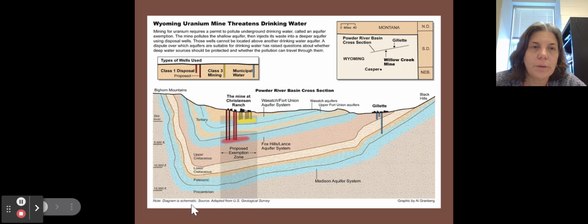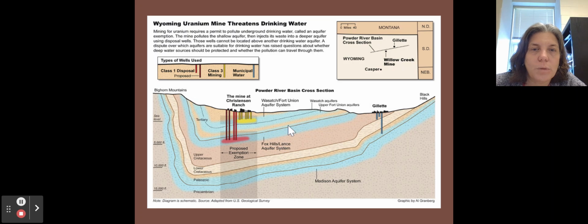Okay, this is a possibility that could happen, should not happen, but might happen. This is a Wyoming uranium mine threatening some drinking water. So what's going on here? If you mine for uranium, you need to get a permit to pollute the underground drinking water, called an aquifer exemption. The mine is polluting the shallow aquifer, and then it injects waste into a deeper aquifer using disposal wells. The wells can't be located above another drinking water source.